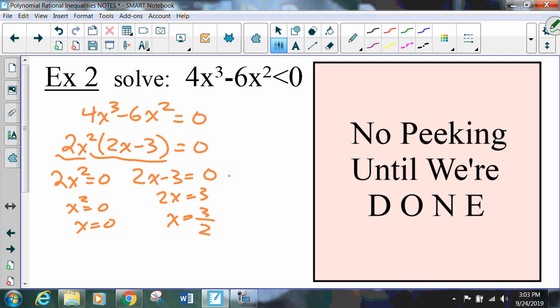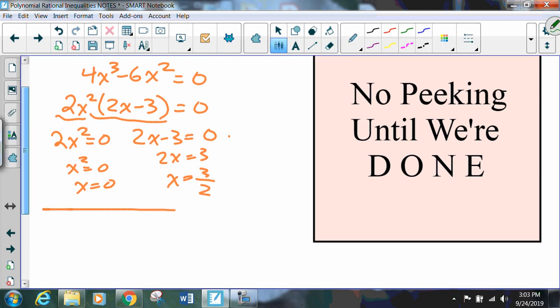So here's the deal. These are two of my solutions if I had an equal sign here, but I don't. So you're like, Miss Overby, why did you waste all this time to get something that's not a solution? Well, good question. But I'll tell you what. They are very important values because I'm going to include them on my number line. 0 may not be a solution, but it sure is a placeholder, right? And we know how important placeholders are. Same thing with 3/2. It's not a solution, but it's a placeholder.